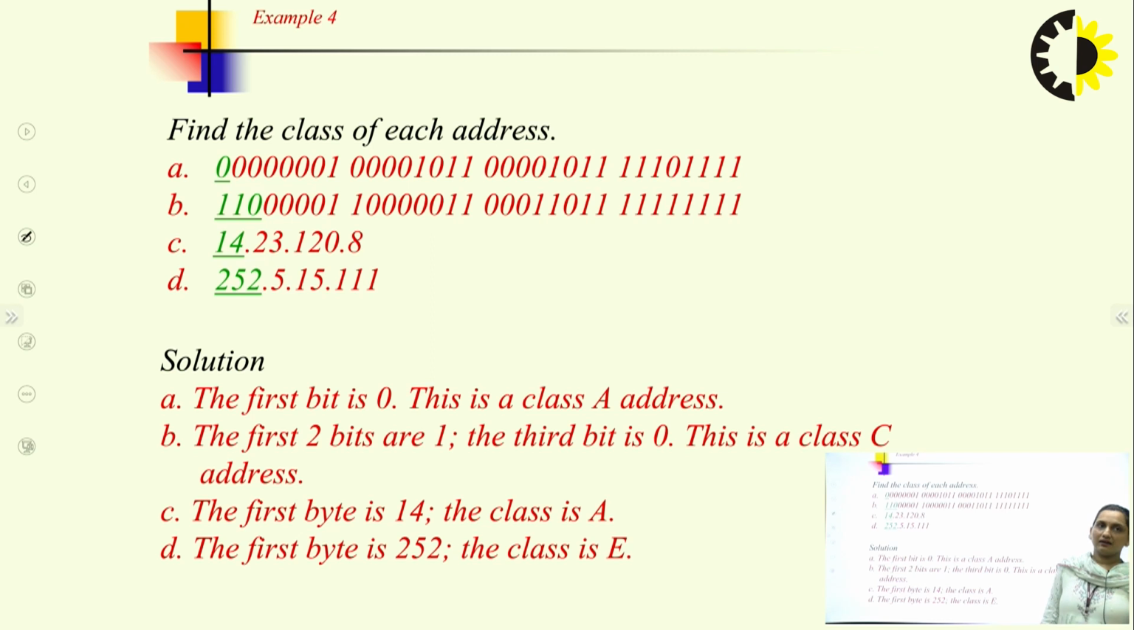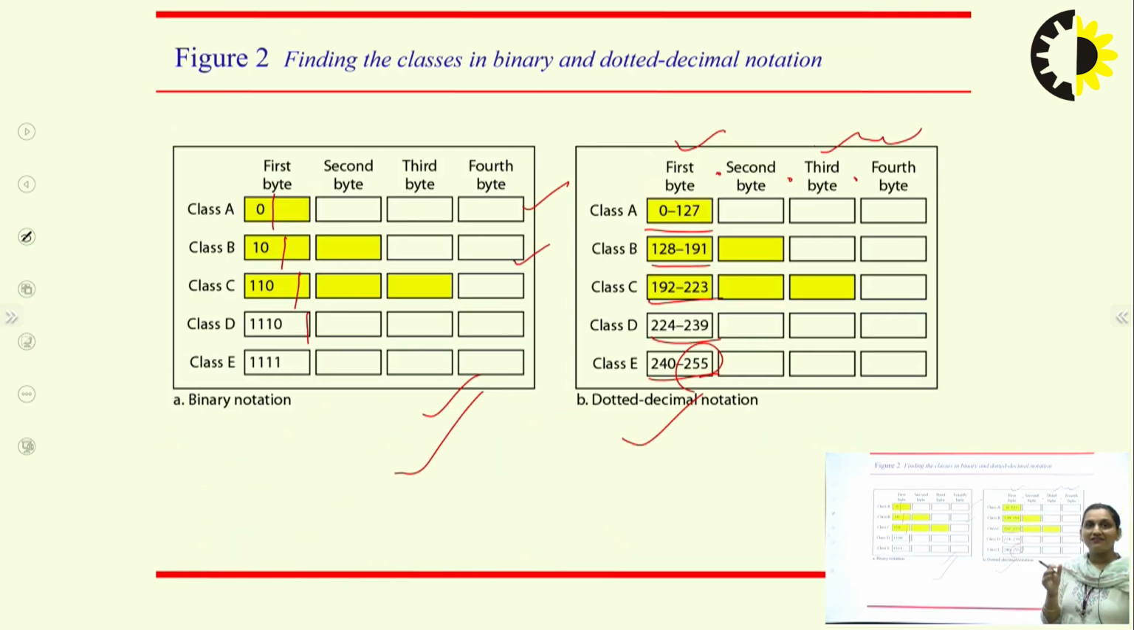We have classes, and we have to identify which class we are in. So we see the first number, that is 0. Is the first bit 0? Then it is class A. If it's 110, which class is that? That is class C. So you have to learn all this: 0 for class A, 10 for class B, 110 for class C.